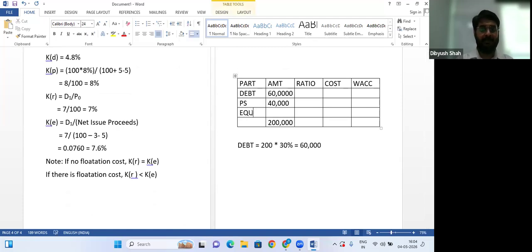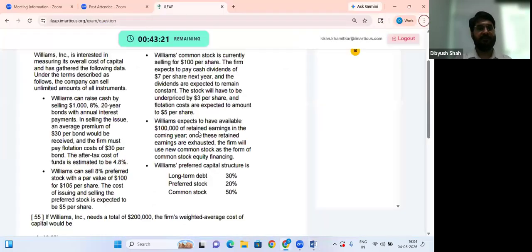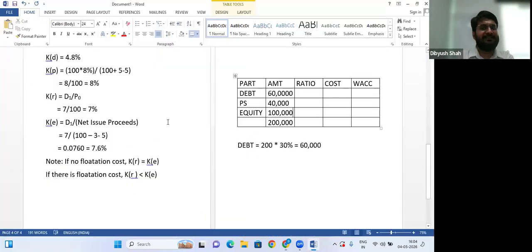And equity. Now remember, this is important. What is the amount of equity? Now this is what I was waiting for. See, here they had told William expects to have available $1 lakh of. They already have this. So cost of retained earnings is applicable, not cost of equity. So ratio 0.30, 0.20 and 0. Cost of debt 4. And for retained earnings it is 7%. So 7%. Multiply and tell me.